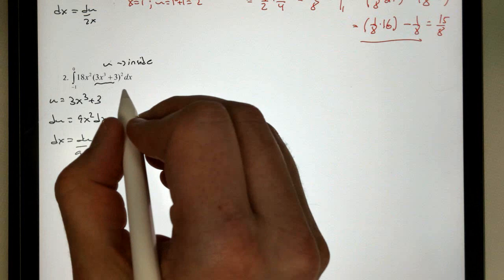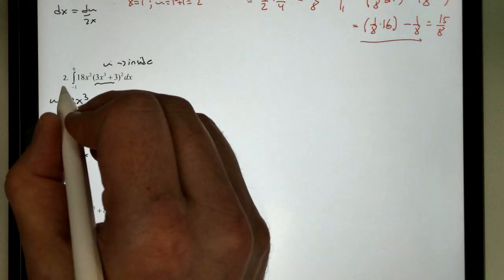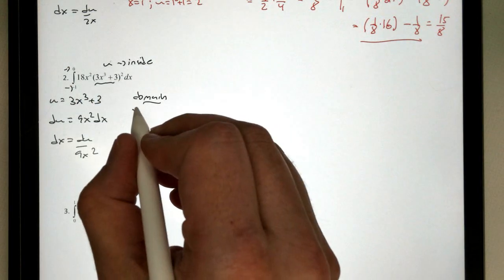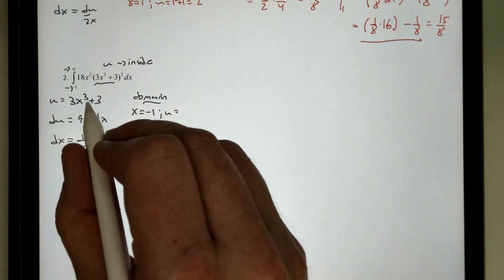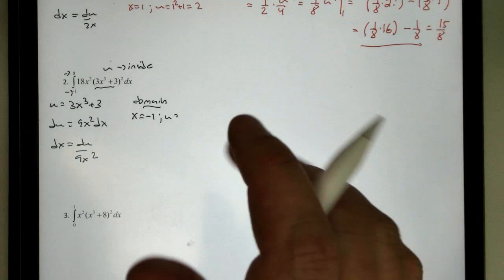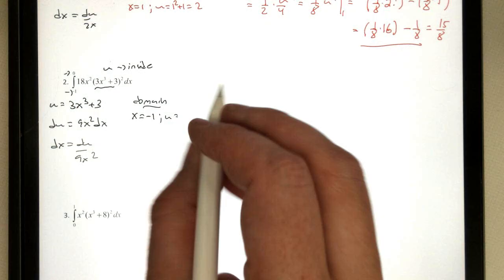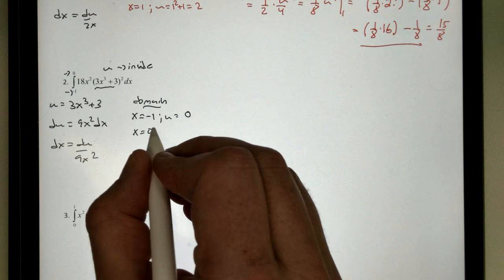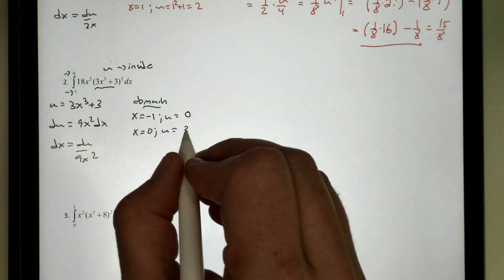Now, again, I'm also going to replace my domain, because remember, these are in terms of x's as well, so I want to replace these as well. So my first domain says x is -1. To get u, we plug it in. We plug -1 here, this becomes a -3 plus 3. So that's just going to become 0. I'm just going to do it in my head. When x is 0, plug 0 in. This just becomes 0 plus 3, which is 3.